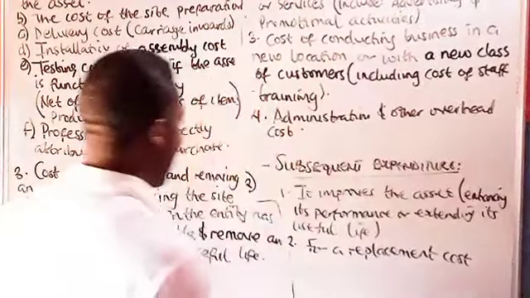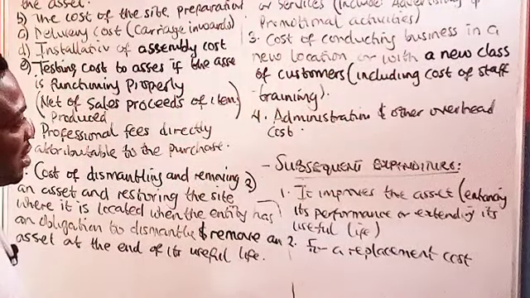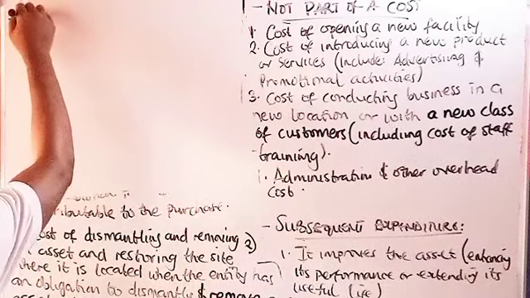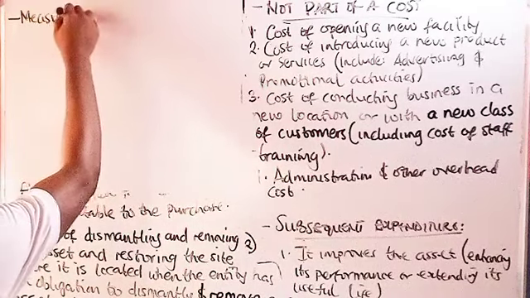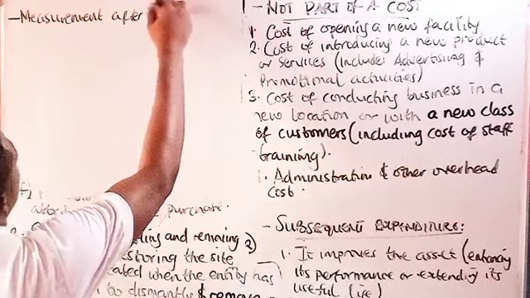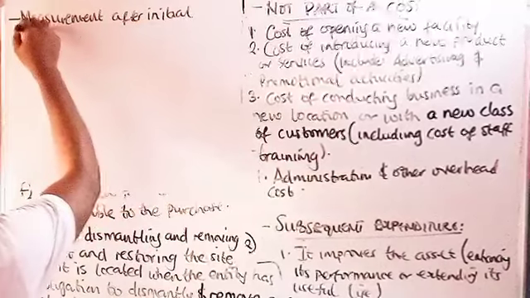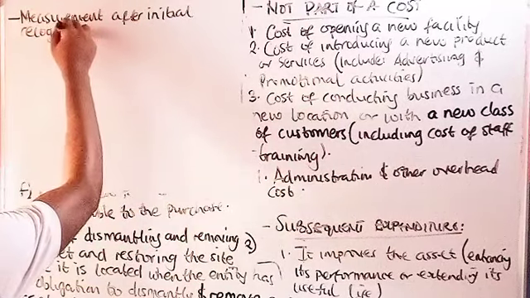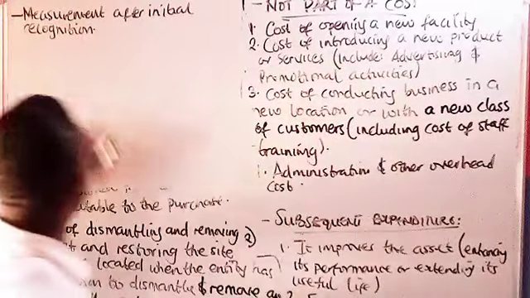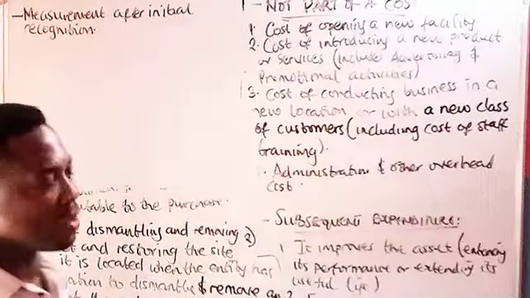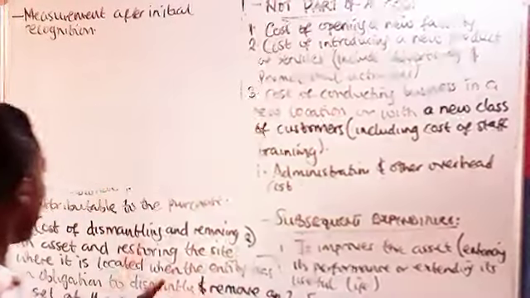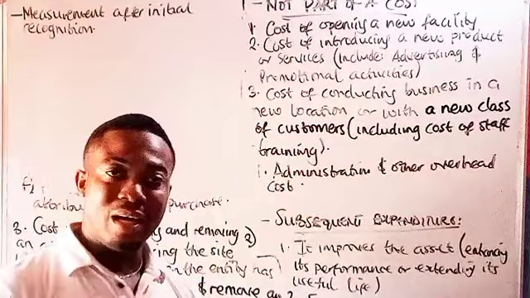Okay, so the last part we're going to see for today is measurement after initial recognition. That means how do we measure this after we have initially recognized that item as an item of cost.